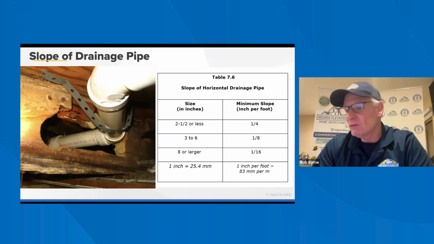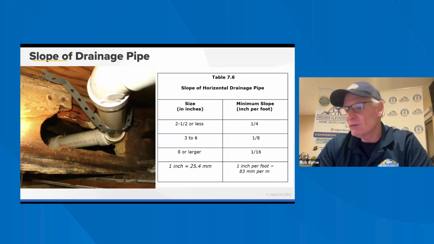Changing drain pipe size. The size of drainage pipe cannot be reduced in the direction of drainage flow. A reduction will create an obstruction of flow resulting in blockage or stoppage. That's pretty much it. You take into consideration not only the size, but the slope of the drain pipe. Okay, these are some good pictures.